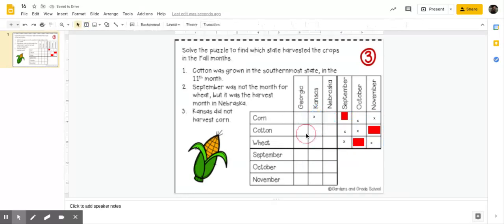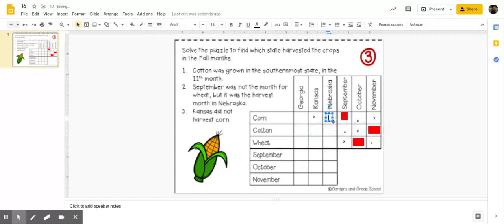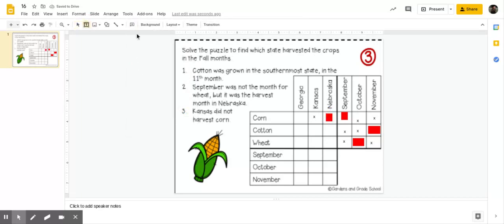But that means corn is either in Georgia or Nebraska. But if I go back to clue 2, we talked about September and that whatever is in September is what is harvested in Nebraska. So here I see for September, it's corn. So corn is located in Nebraska. So I will highlight that red. And then I'm going to cross out Georgia.